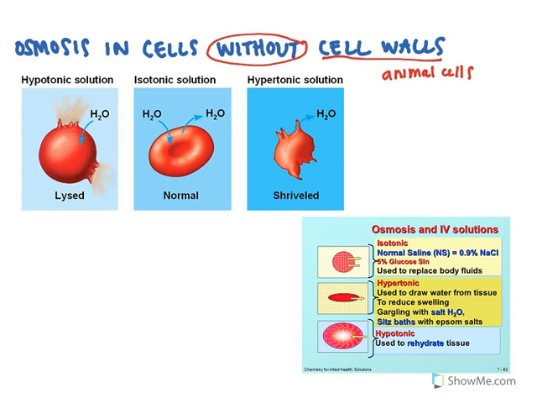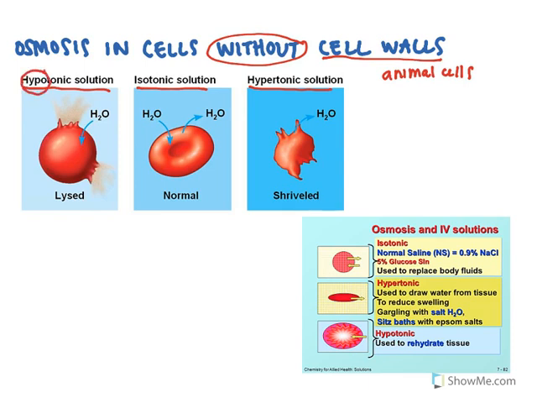So we know that the cell membrane is very liquid, it's very fluid. So if too much water comes in, it will pop. If too much water leaves, it will shrivel up. And this all depends on the type of solution that the cell is sitting in. So here we have 3 examples. The first one is in a hypotonic solution.